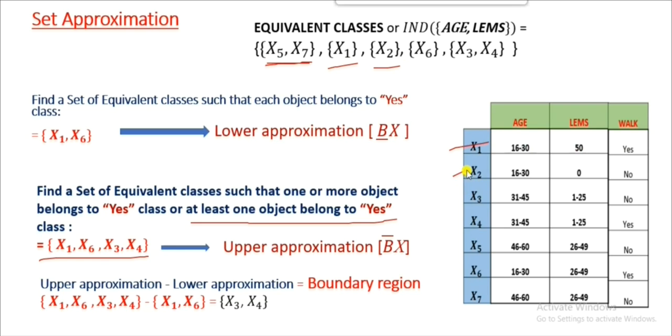x2 is in the no class, so it is not included, because we need at least one object to be in the yes class. x6 is again in the yes class, so it is part of the set. Now x3, x4. If you see carefully, x4 belongs to the yes class, but x3 does not. x3 is in the no class, but at least one of them is in the yes class, so this fulfills my criteria. At least one of the objects belongs to the yes class, and that is the reason that x3, x4 is part of this set. So the set formed in this manner is called the upper approximation, and it is represented as B upper bar X.